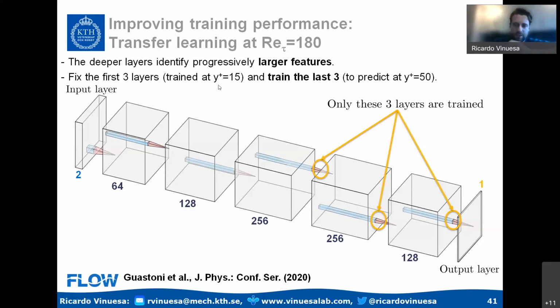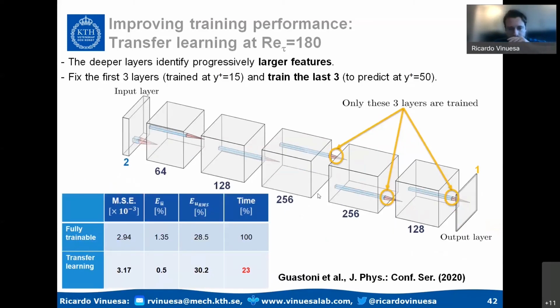Because, as I mentioned before, the first layers identify small scales and the last layers larger scales, I'm going to freeze the first layers. So for the prediction far away from the wall, I'm going to use the same weights in the first layers as those that I used in the predictions close to the wall, and I'm going to only train the 3 last layers. Doing so, and you can see all the details here in the Journal of Physics Conference Series, we get very similar performance, but at 1/4 of the cost. So we can reduce the training time of this network by a factor of 4 through training only the 3 last layers and freezing the 3 first ones.